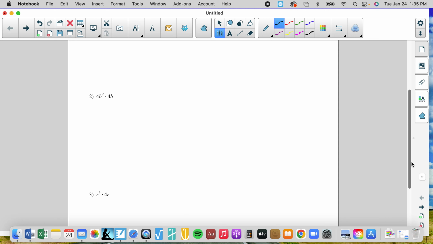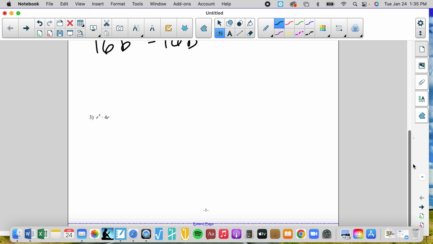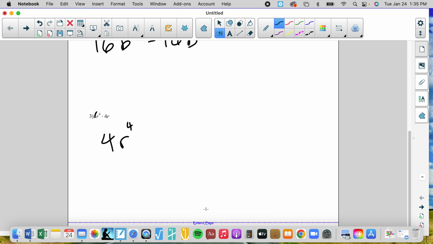So coefficient times coefficient is 16. B to the 2nd plus 1. We don't see a 1 there, but there's an invisible 1 there. So this gives us 16b to the 3rd. Coefficient of r to the 4th is 1, so we have 1 times 4, which is 4, and then we have r to the 4th plus 1, which gives us 4r to the 5th.